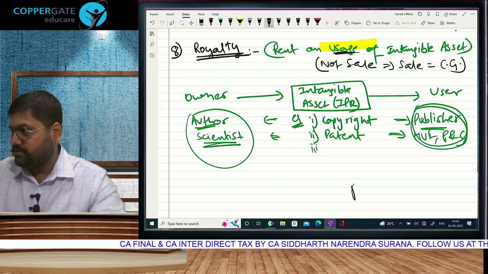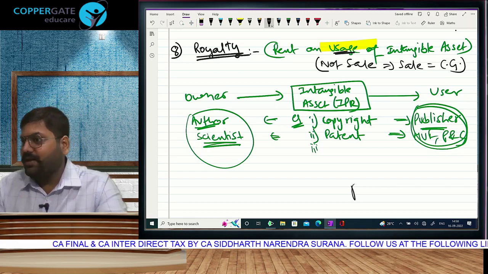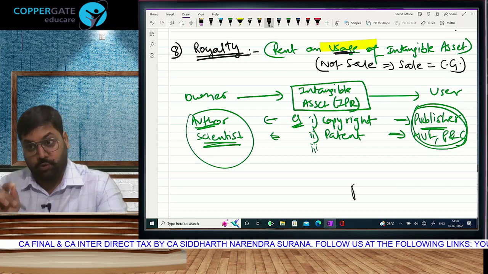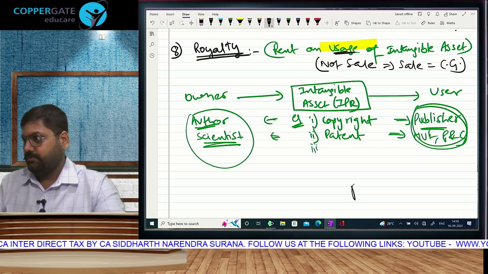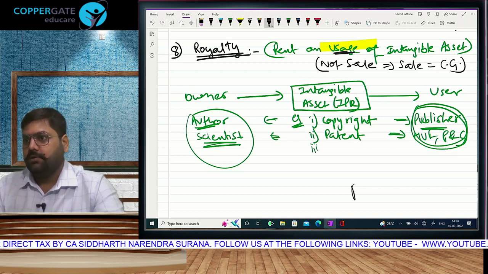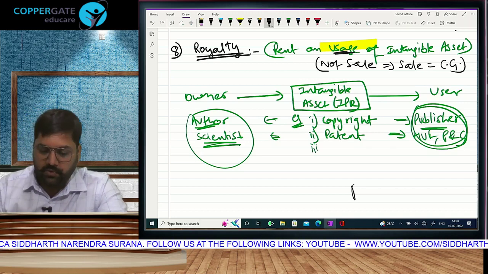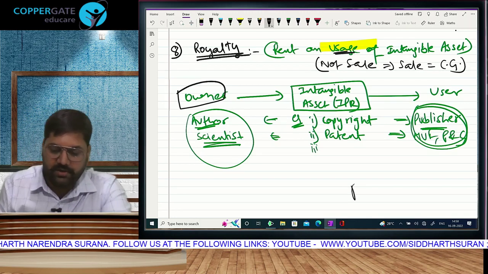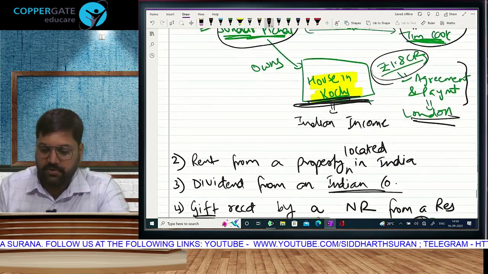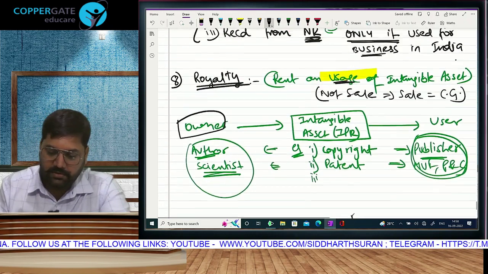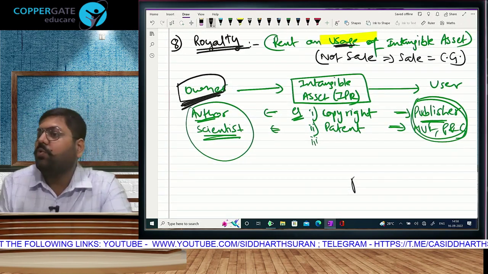Have you understood this? So when I give my intellectual property to someone for use while retaining ownership, that will be called royalty. And if I transfer my rights, that will be capital gain. Now do you understand who the person is who will earn the royalty? Now let's not talk about sale because capital gain is already taken care of. So we are now talking about usage. He is the person who is getting royalty.